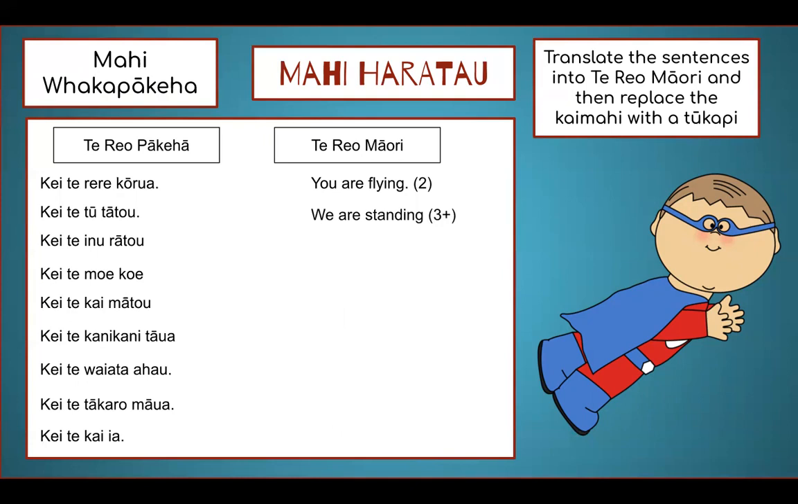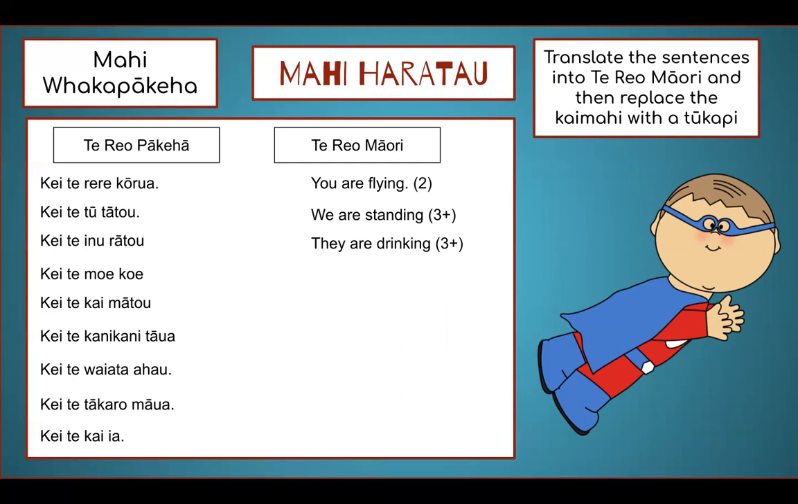If you'd like to work through this activity, please pause the video now and translate the sentences. I'll give you the answers when you get back. Here's the answer, starting with number 3. Kei te inu rātou, they are drinking, 3 or more.